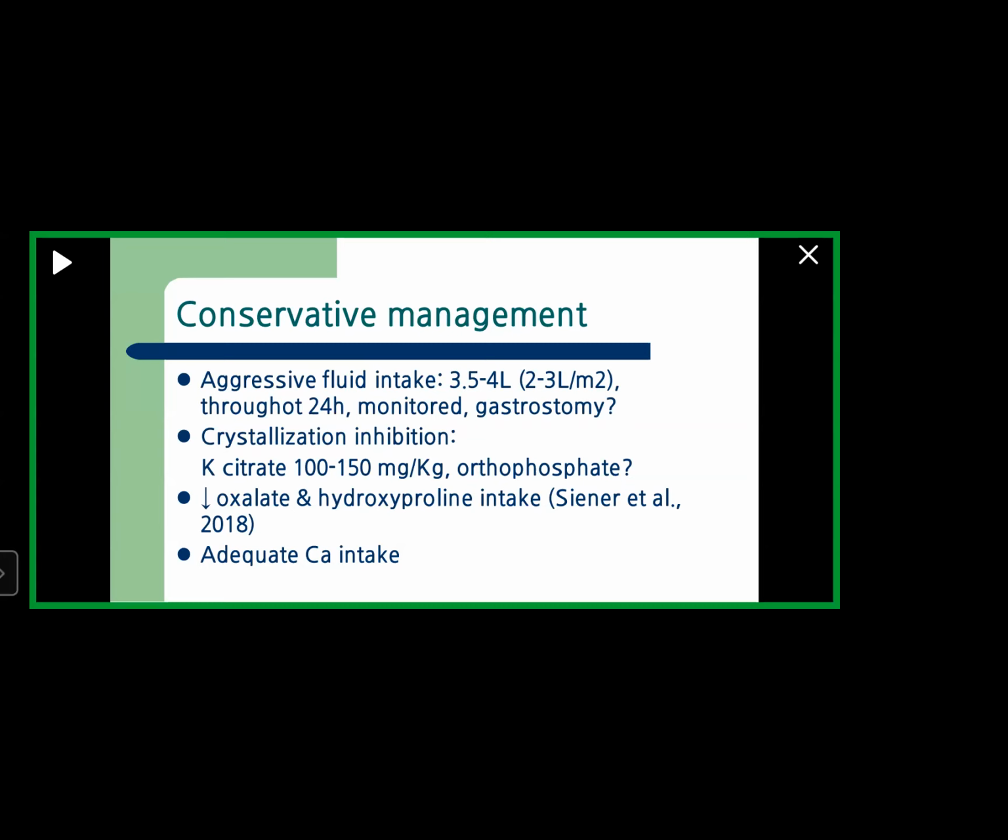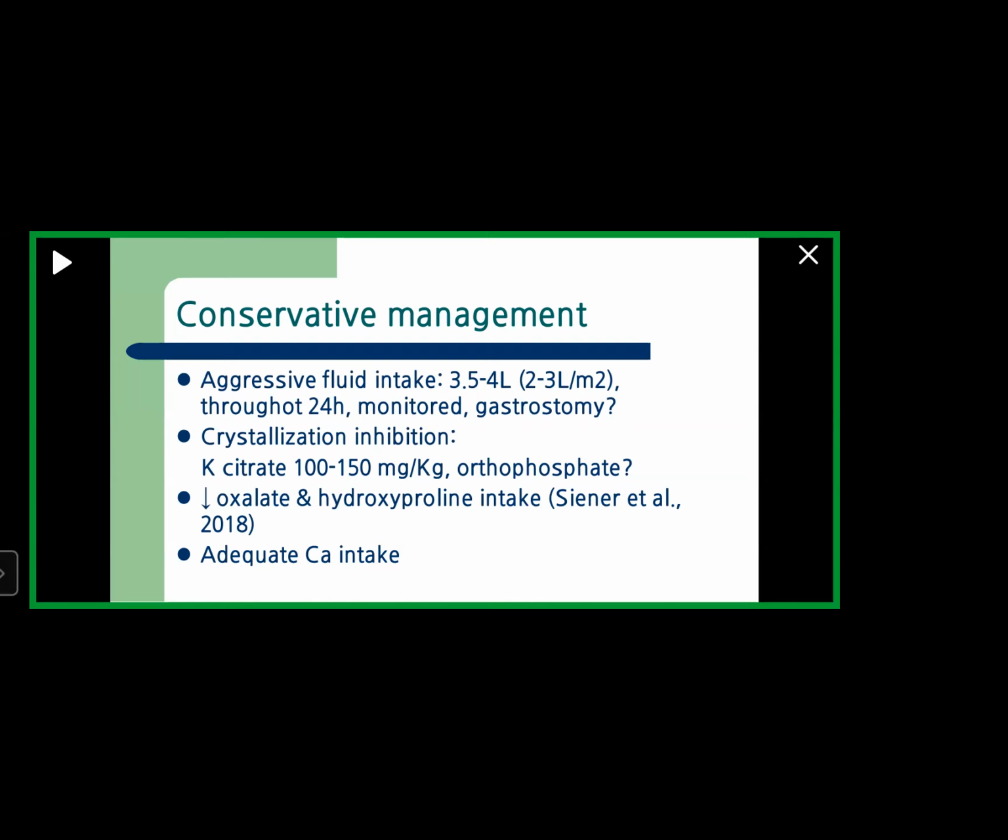So aggressive fluid intake. Crystallization inhibition, we mainly use potassium citrate. Of course, I'm not talking about patients with end stage who might need potassium restriction. Orthophosphate, neutral phosphate has been reported to inhibit crystallization as well.